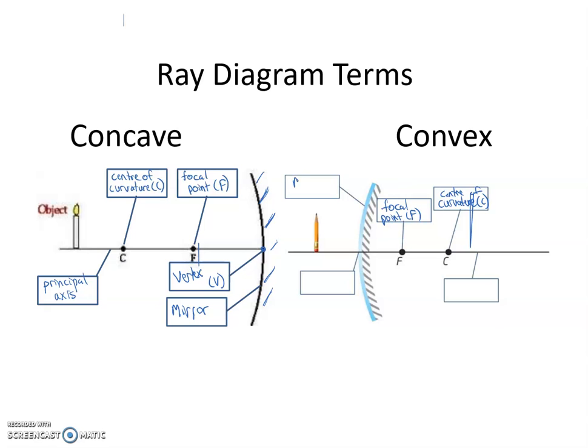let's label the mirror, and then again, just as we had before, this is the vertex, which is labeled with a V, and this is the principal axis.